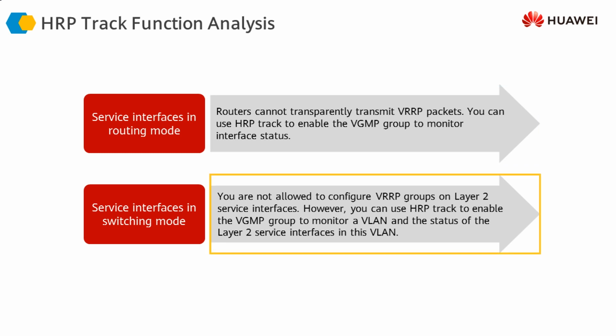Similarly, if you have layer 2 interfaces, we've already looked at this configuration in the previous 2 slides. If we have layer 2 service interfaces, we cannot track the interface status, because the firewall is acting in transparent mode, so we have to track the VLAN status in order for the firewall to switch from the active to the standby firewall.